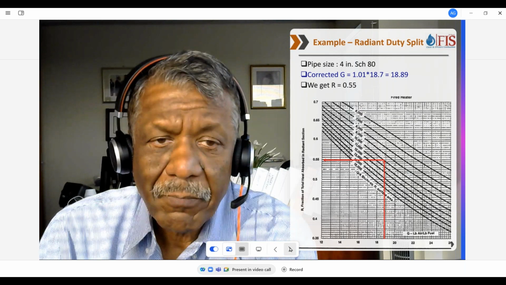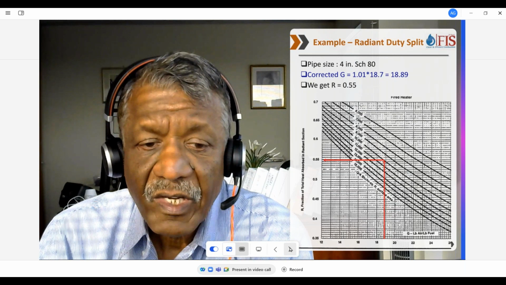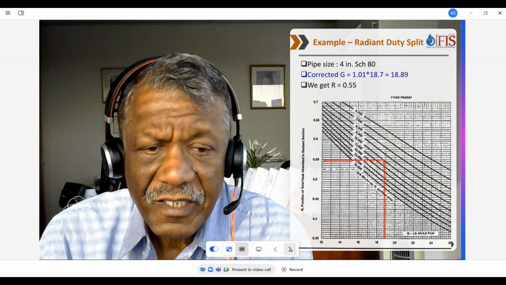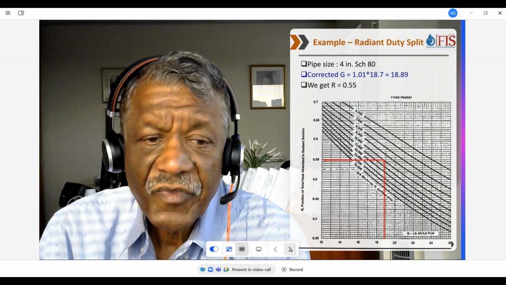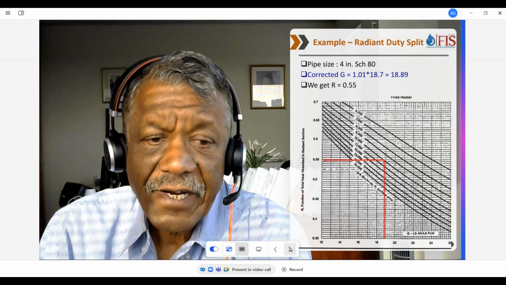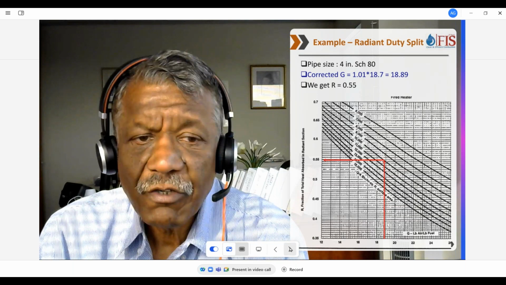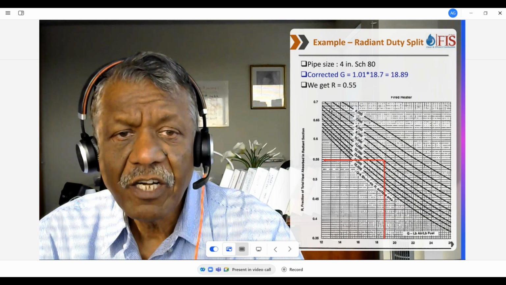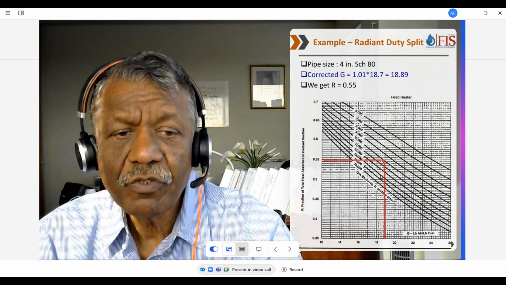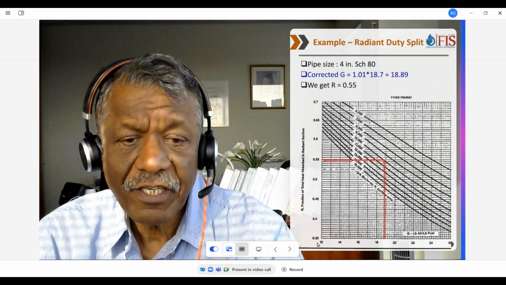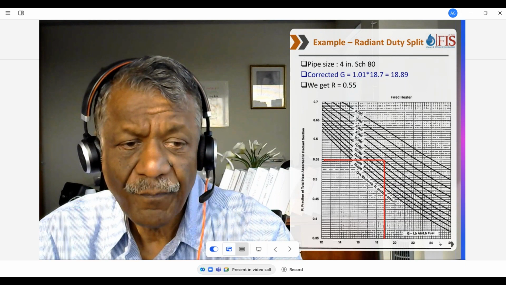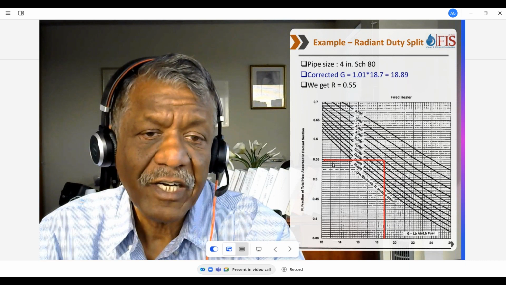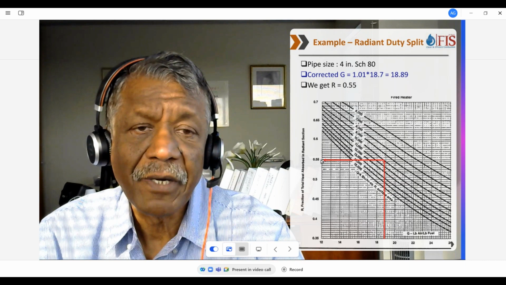This is a chart I have used from another article, and you don't need to do too many calculations. This is again based on Lobo and Evans, and all you need to do is, with some minor things, you calculate air to fuel ratio, and you calculate your flux, and you get a pretty good number.